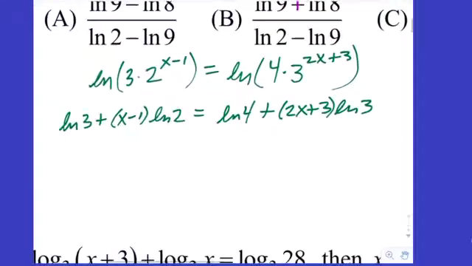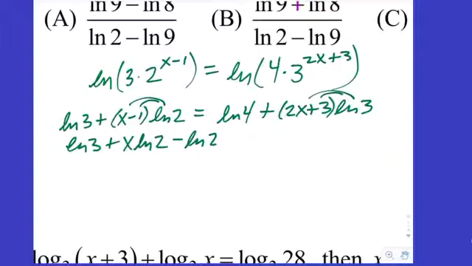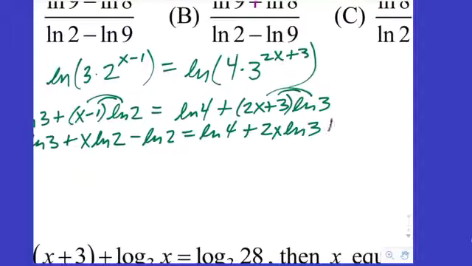All right, now we need to get our x's together. So we have to distribute the logs into those products. So we get the natural log of 3 plus x times the natural log of 2 minus 1 times the natural log of 2. And on the right side, we get 2x natural log of 3 plus 3 natural log of 3.